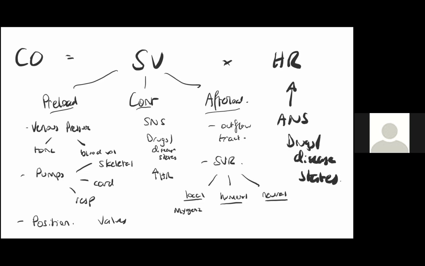And the other one is local metabolites. For example, we know that carbon dioxide, a metabolic product, causes vasodilation.